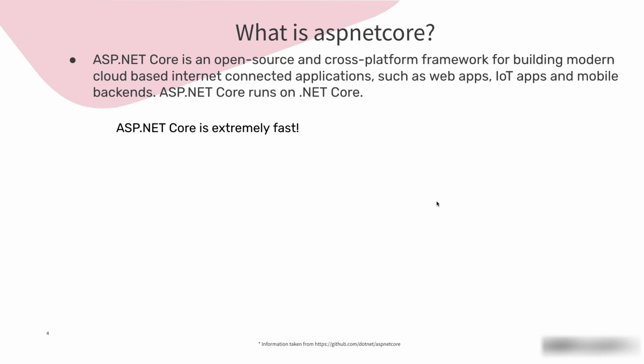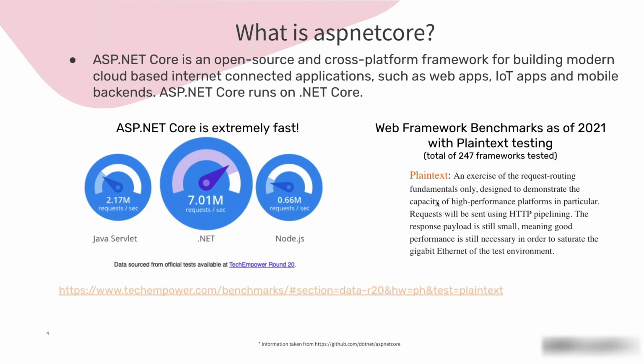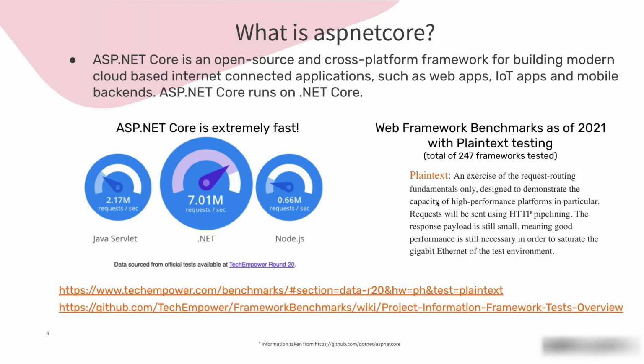So ASP.NET Core is extremely fast. Based on the website of TechEmpower, .NET can host up to 7 million requests per second compared to Java Servlet, which is 2.17 million per second, and Node.js, which is 600,000 requests per second. If you want to know more about the test, you can go to these two links below.